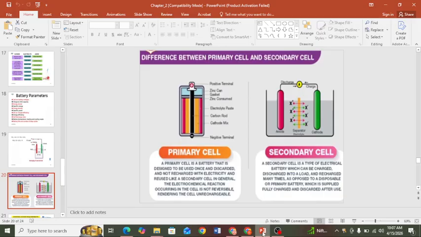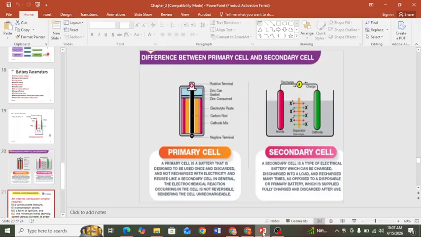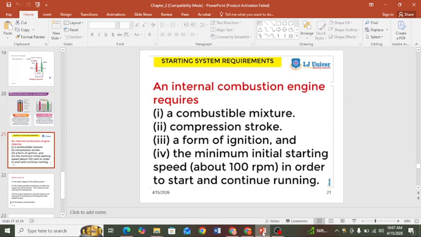And then primary cells are used with some cathode or anode type of electrical waste. Then when we think about starting system requirements with the help of charging systems, first of all the combustible mixture should be a lean mixture. When we use a rich mixture, the maximum fuel consumption takes place in the combustible mixture. That's why we have to maintain a lean mixture for starting the system.